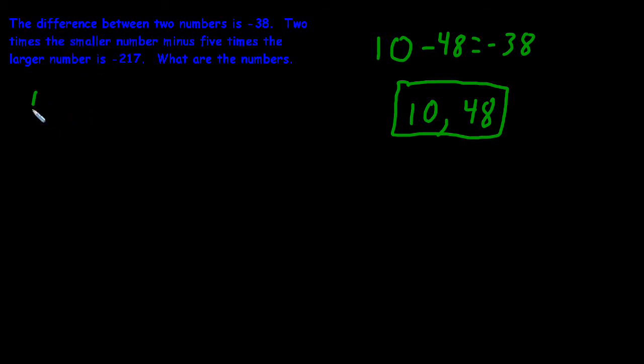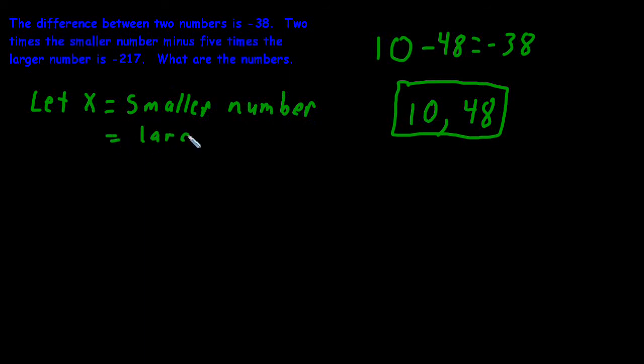I recommend designating your variables first, and so I'll let x equal the smaller number. They talk about a smaller number and a larger number, and I'll just call x the smaller number. Now we've got to decide what to call the larger number. That's where the example can be very helpful. If I come over here and look at the example, 10 and 48, what do you notice about the two numbers? That's where you're supposed to extract what to call the larger number.